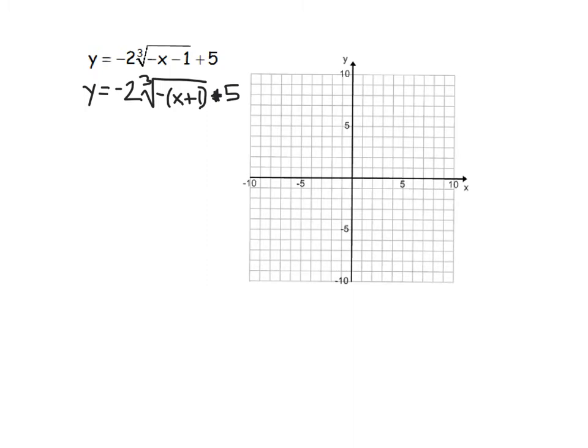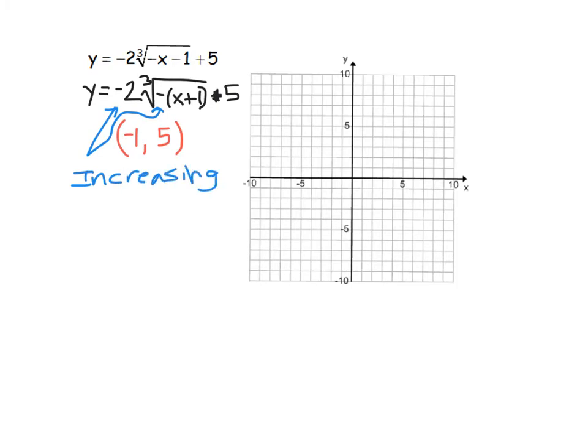Okay, now we are able to find our point, and this time it's an inflection point because this is a cube root function. And we're going to use our -1 and 5 for our inflection point. The opposite of +1 is -1, and 5 goes here. Now we have to determine how this curves. Remember that since this is a negative here and this is a negative here, the signs match. And when the signs match, this is going to be an increasing function.